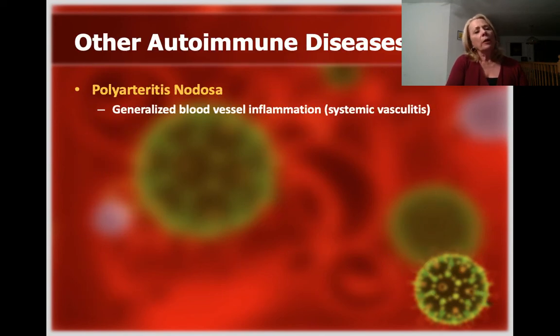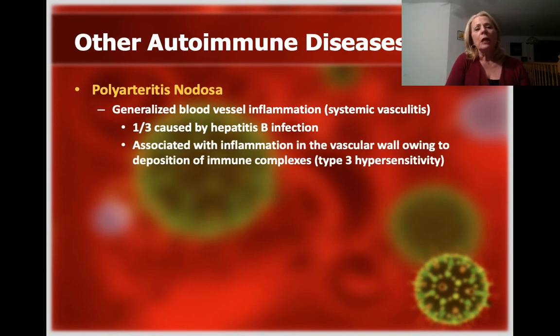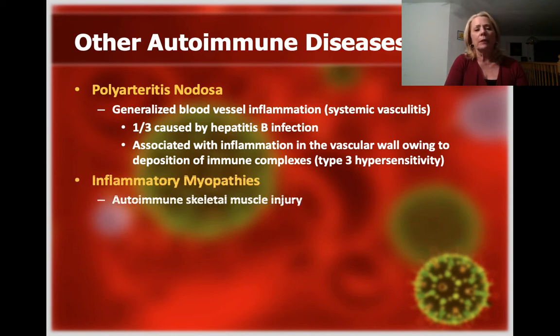So polyarteritis nodosa is an inflammation of blood vessels, or what is very often called systemic vasculitis. About a third of these are caused by hepatitis B infections, and they're associated with inflammation of the vascular wall due to immune complexes. So this is type 3 hypersensitivity.